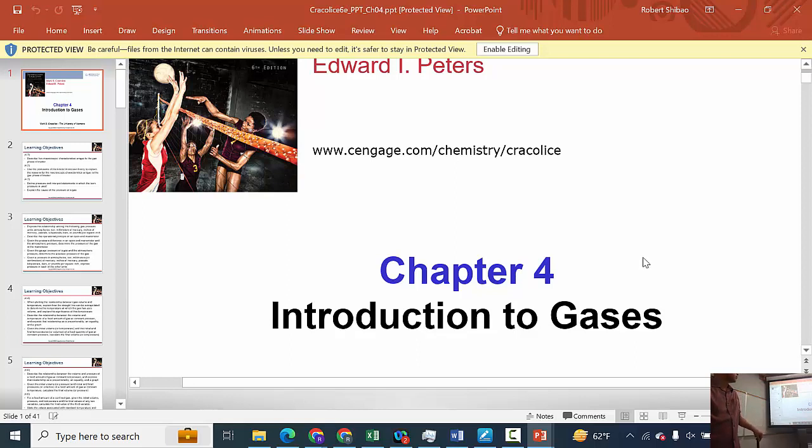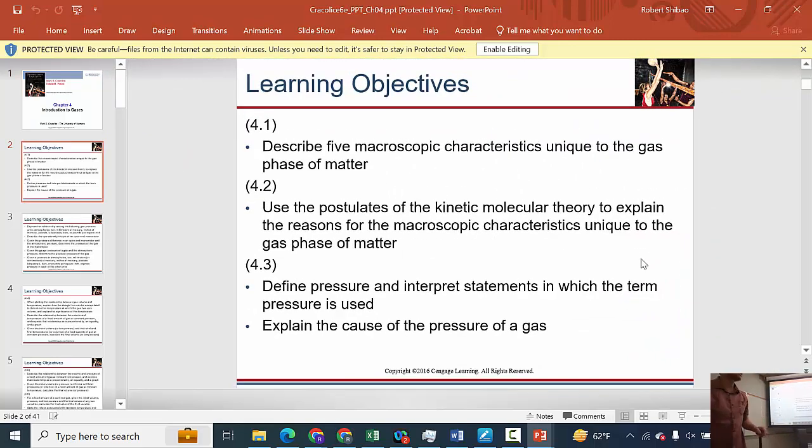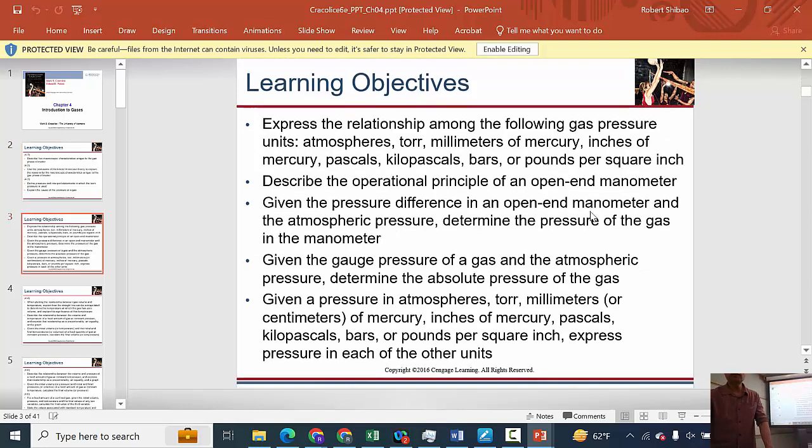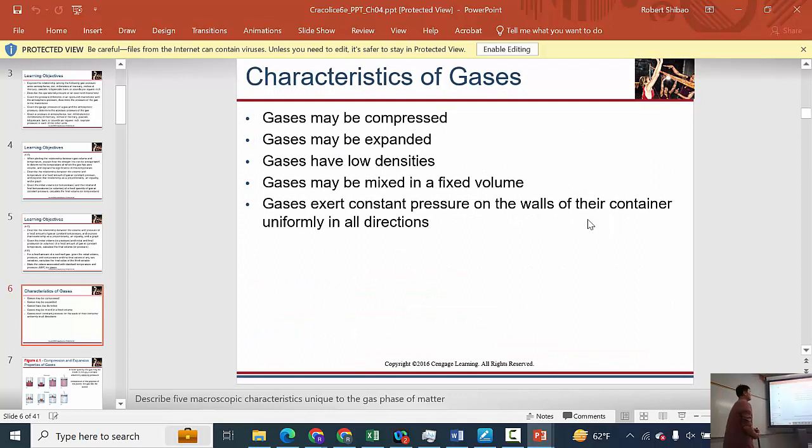Well, we'll move on to chapter 4 for right now, Introduction to Gases. We already have been talking about gases at the particulate level, the molecular level, and then the macroscopic level, and the properties there. But we'll move on here to the characteristics. We talked about gases can be expanded or compressed. Gases have low density, 1,000 times less than, let's say, water. Gases may be mixed in a fixed volume. So gases we can mix in all proportions, so there's no limit to gases.